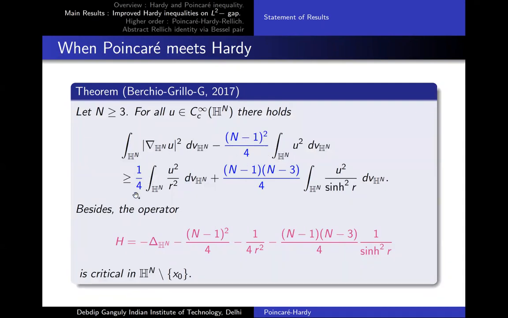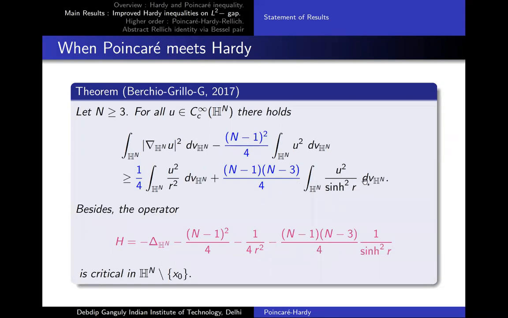Poincaré is greater than or equal to 1 by 4 integration u square by r square. This is the 1 by r square, this is the Hardy weight, plus (n minus 1)(n minus 3) by 4 integration u square by sine hyperbolic square r. And this makes the inequality critical. That means the operator we obtain now, minus Delta_Hn minus (n minus 1) whole square by 4, minus 1 by 4 r square, minus (n minus 1)(n minus 3) by 4 times 1 by sine hyperbolic square r, is critical.